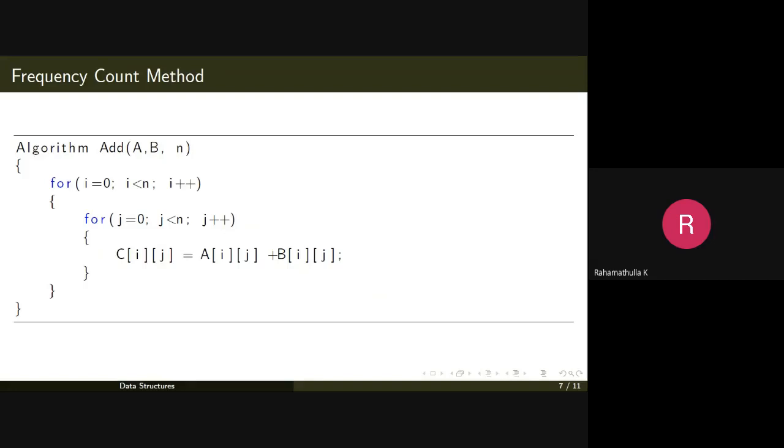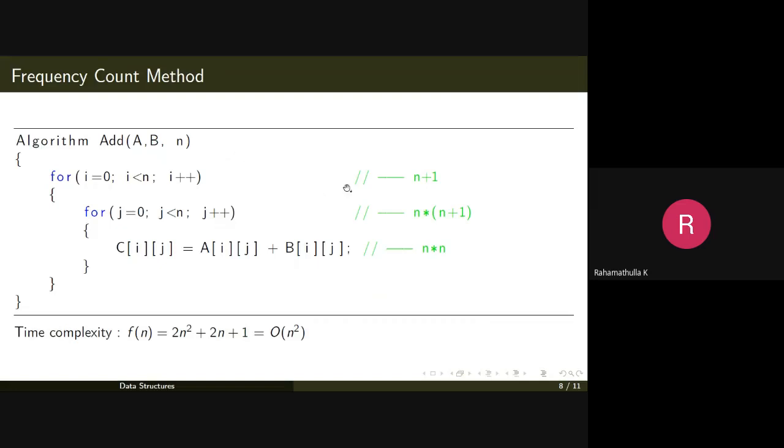So the first for loop is going to take n plus 1 number of times. Whatever is inside that for loop will execute n number of times. So it is n into, this loop is also from 0 to n, so it is n plus 1 again. So it is n into n plus 1 number of times this for loop will be executed.